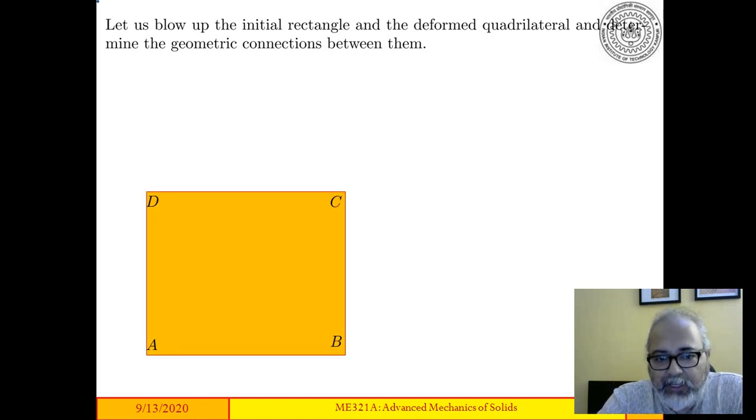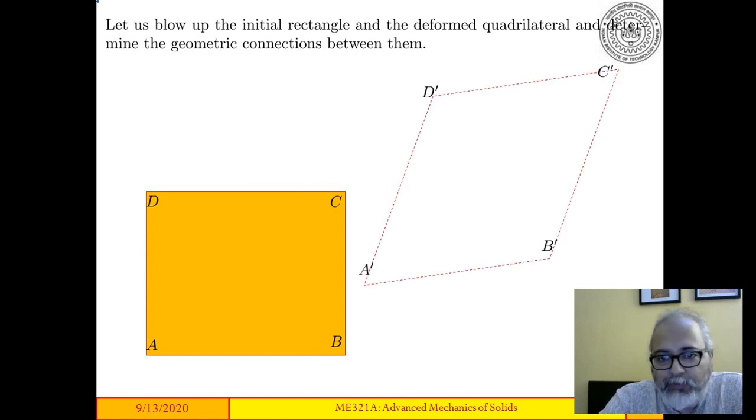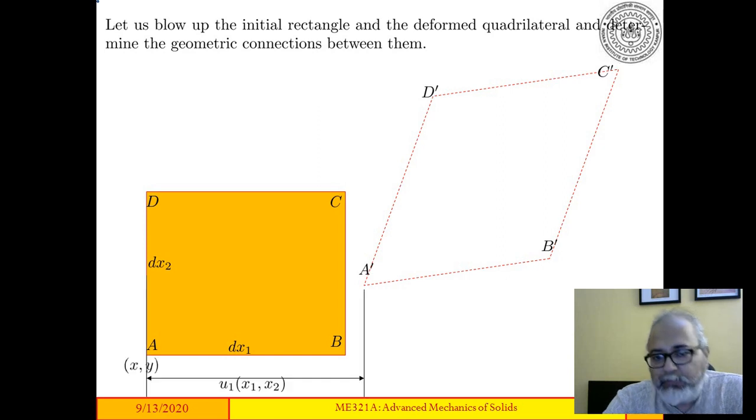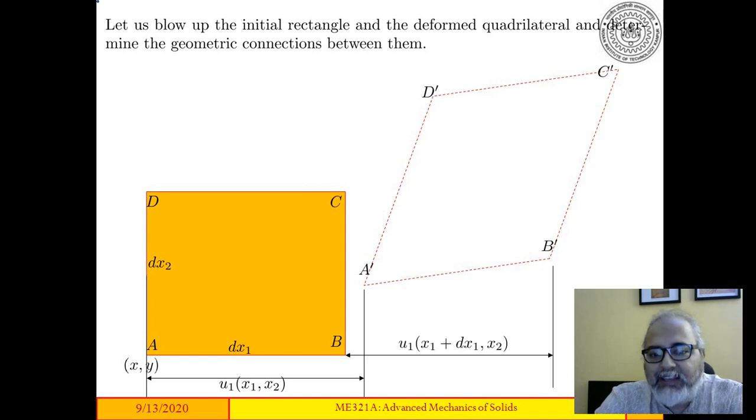Okay, let's blow up the rectangle. So ABCD is our rectangle. AB is parallel to the x1 axis, AD is parallel to the x2 axis, and it deforms to A prime, B prime, C prime, D prime. Now, A is located at the head of the vector x, the position vector, and these edges are dx1 and dx2. So A suffers a displacement in the x1 direction of u1, which is a function of x1, x2, and we assume that it's a smooth, well-defined, continuous function of x1, x2, so that the x displacement of B is given by x2 remains the same, x2 of A and B are the same, but x1 increases by dx1.